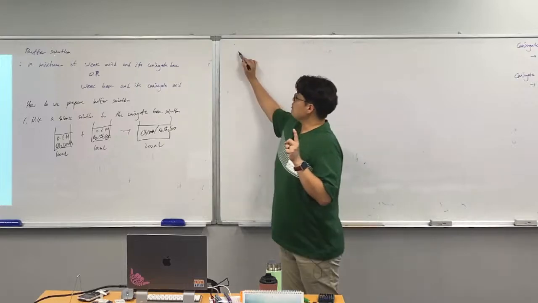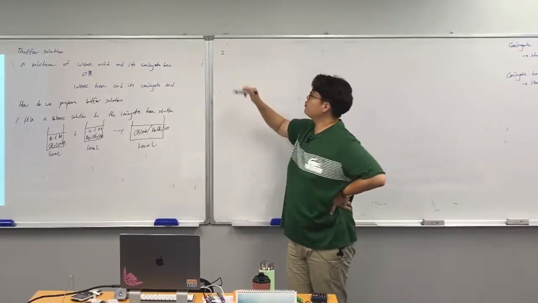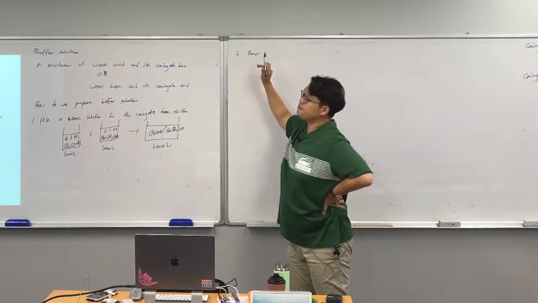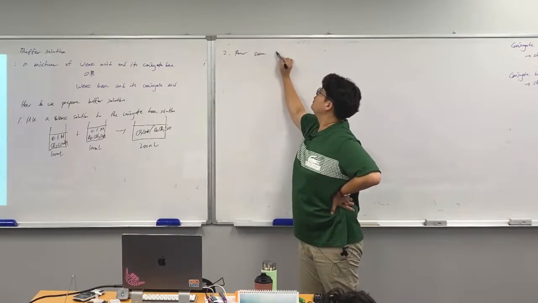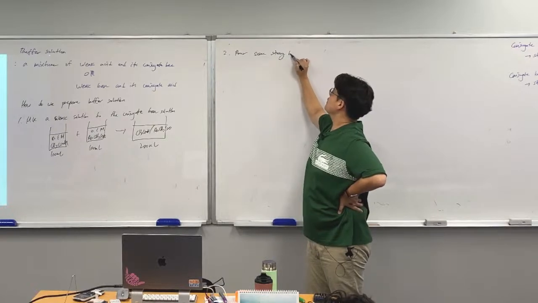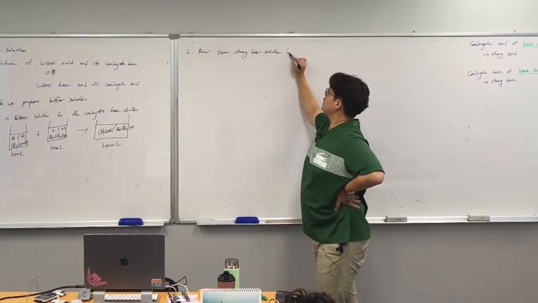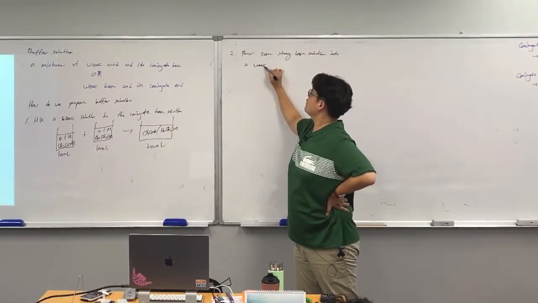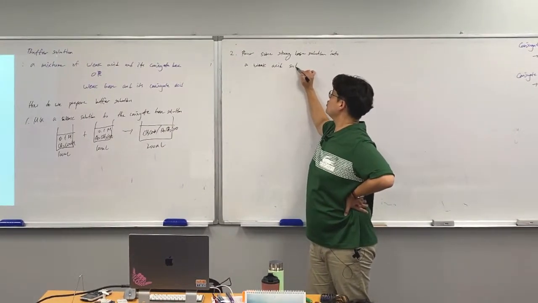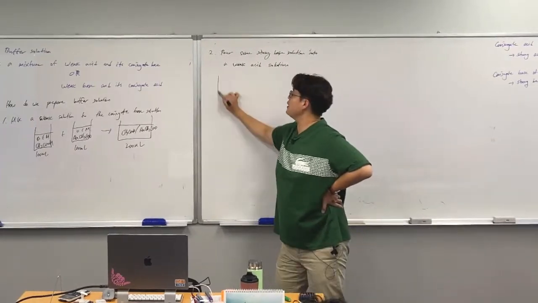The second method to prepare a buffer solution: you pour some strong base solution into a weak acid solution. This is how the second method to prepare a buffer solution works. So I'll show you what that means.